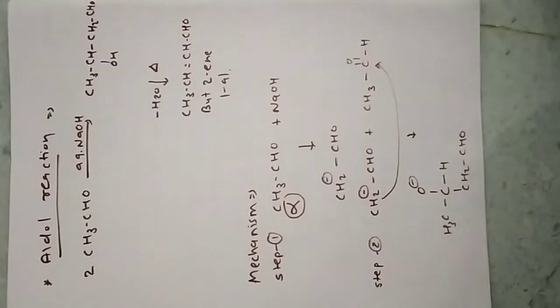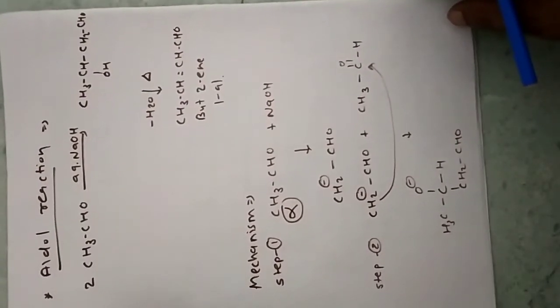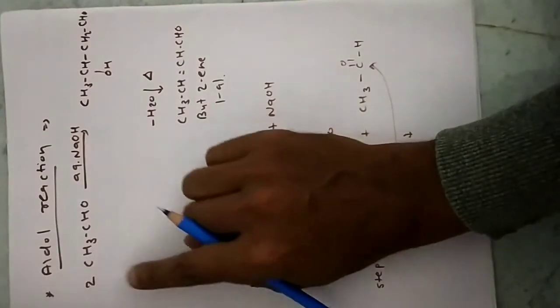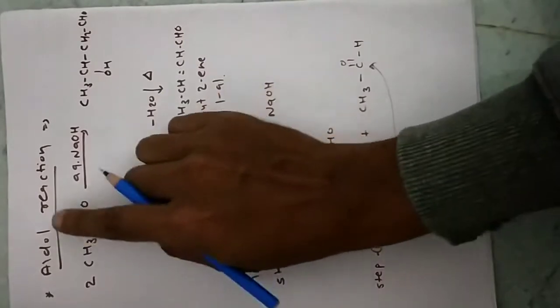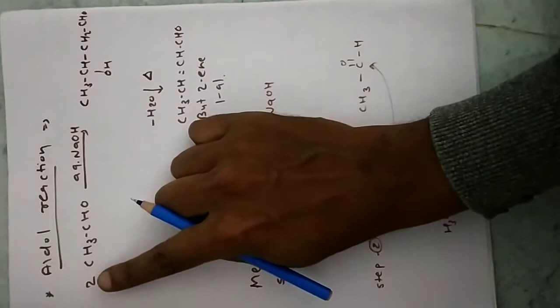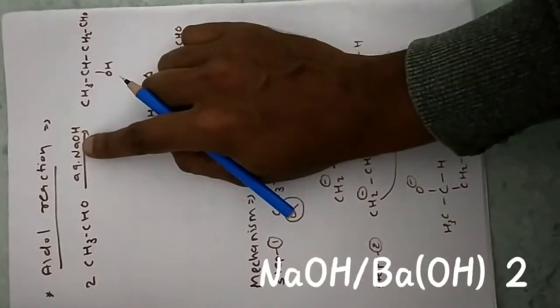Now the next reaction is a very important reaction. In the last exam it was asked for 4 marks. Aldol reaction and cross aldol reaction. Both reactions are very important. Now what is the reaction? In the reaction we have to react two aldehydes or two ketones. We have the aldol reaction first. We have to react two aldehyde molecules in presence of NaOH.